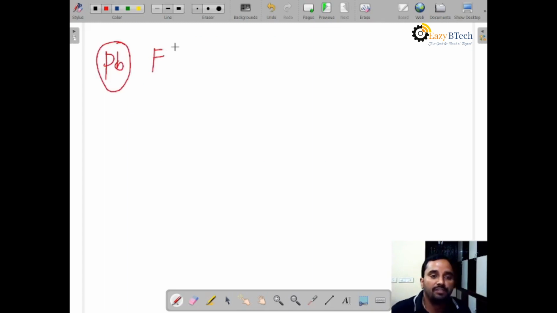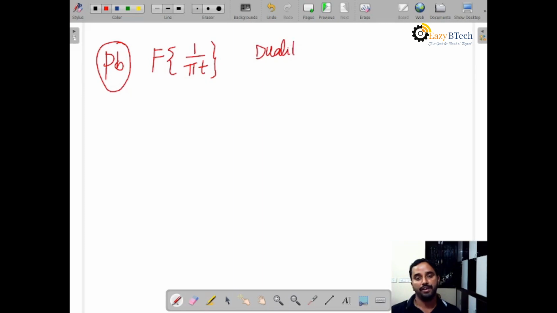Fourier transform of 1 by pi t. Very, very important. What is the Fourier transform of 1 by pi t? If you use the Fourier transform formula directly, we cannot do it. Using a property, we can do it. Duality property, we can do it easily. So what is the duality property saying? First, we define the duality property, then we can use it.